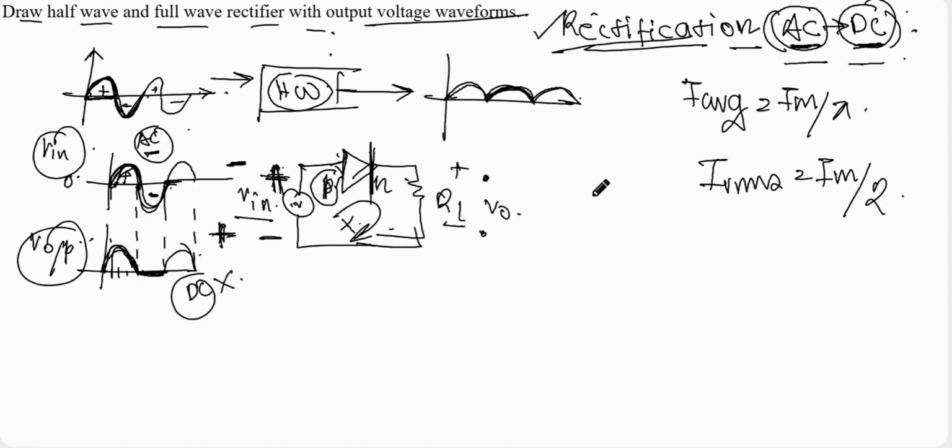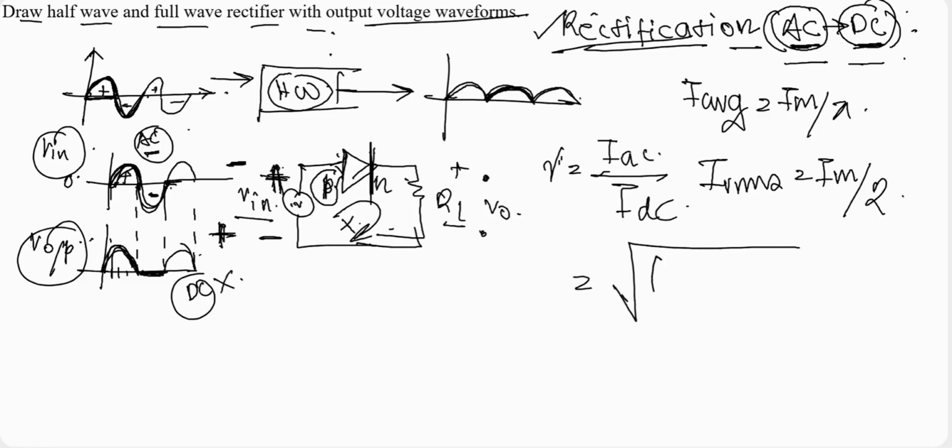And how do we calculate the ripple factor? I am representing the ripple factor by gamma. Gamma is equal to I AC divided by I DC. It means how much AC component is present in the DC output waveform. Okay. And it is also equal to root over (I RMS divided by I DC) whole square minus 1.